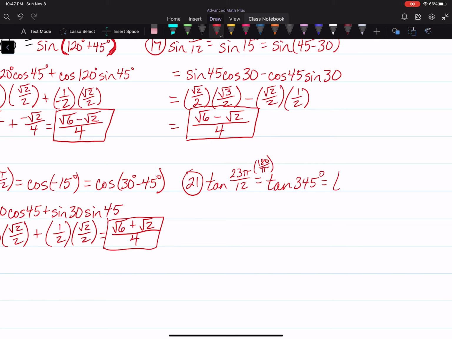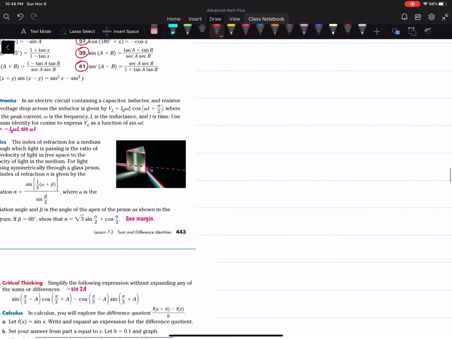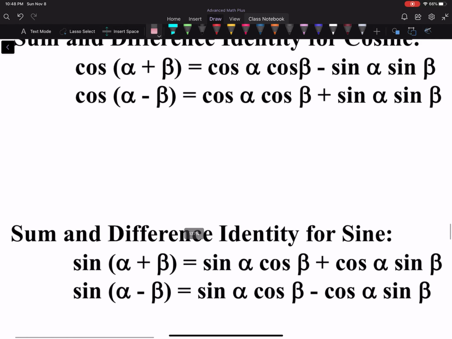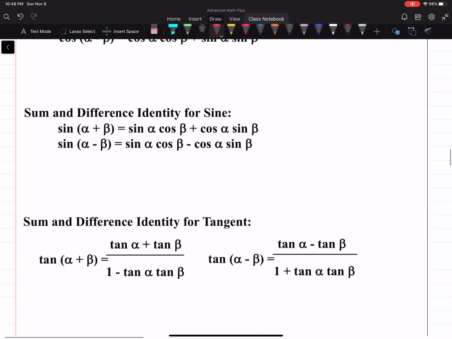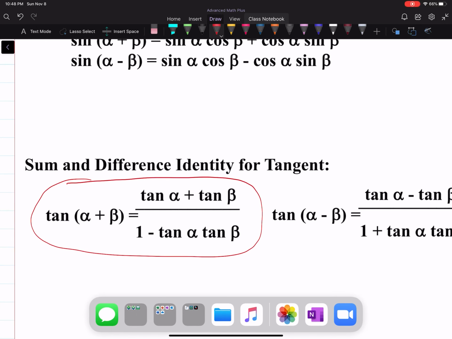So we can change that to the tangent. Let's see here. Well, I'll just make it easy. That'd be 300 plus 45. And now we finally get to use a tangent one. It's addition, so this time we're not using the cosine one. We are using the sum identity for tangent right here. This is the one we're using. So let us give it a try.